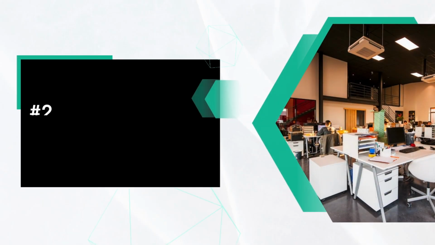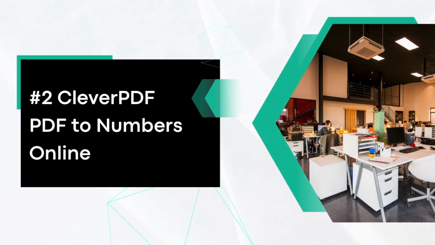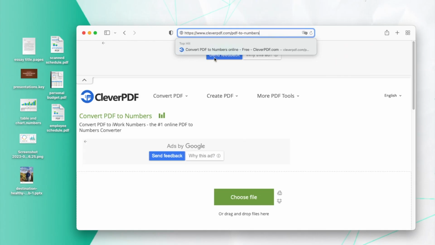The second method is to use an online free service. Here we recommend Clever PDF. It can convert PDF into multiple formats for free, but there are some limits. It works on native PDF only, no OCR feature, no batch conversion. Here is how to convert PDF to Numbers format with this free service.